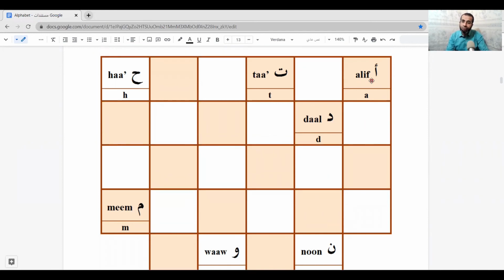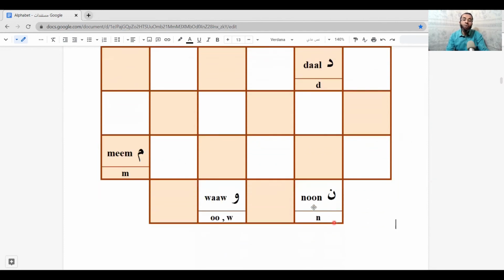Alif, and its sound is A. Ta. Ha. Dal, Da. Mim, Ma. Noon, Na. Wow. Wa and woo.